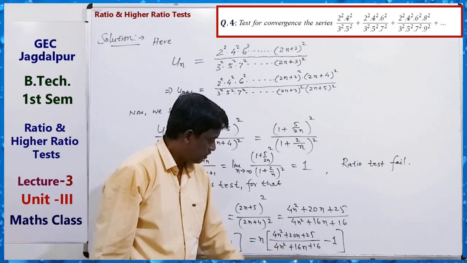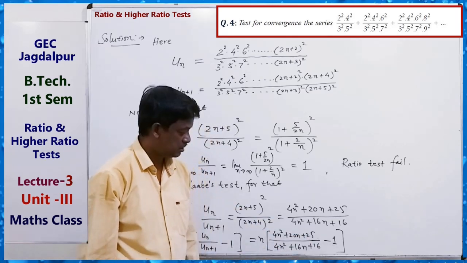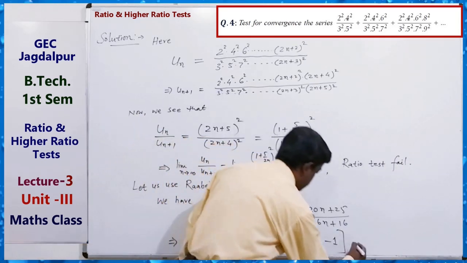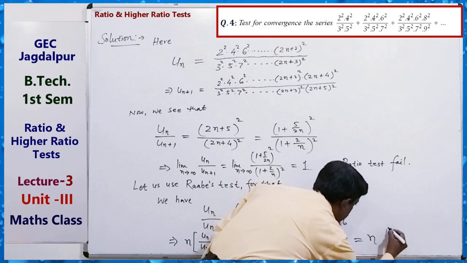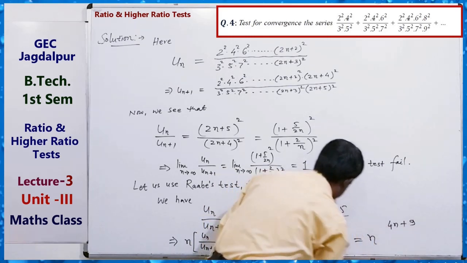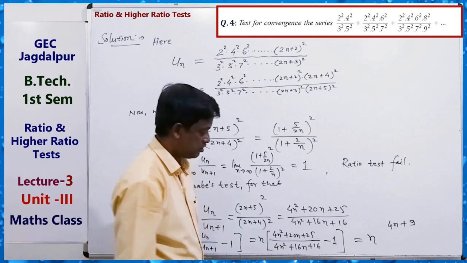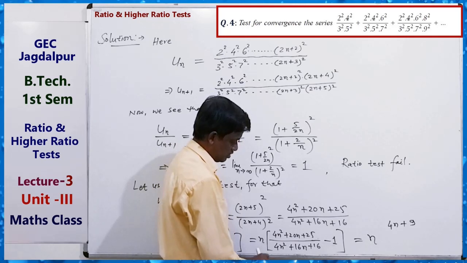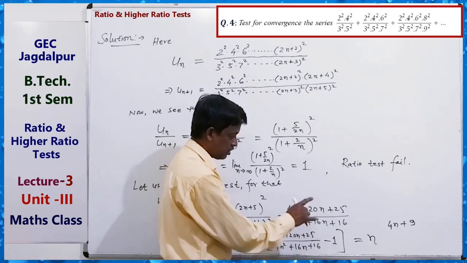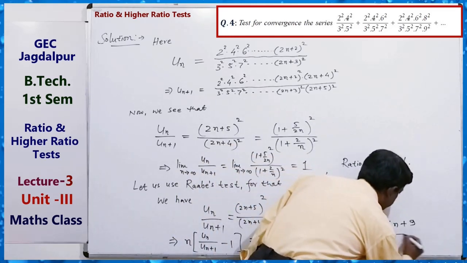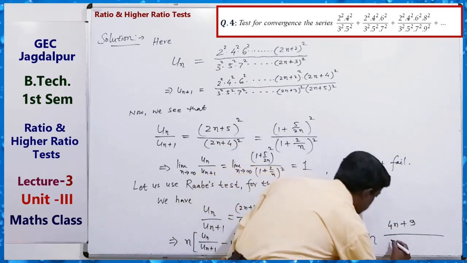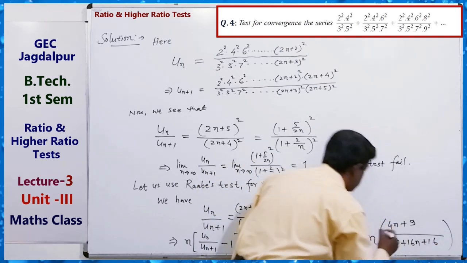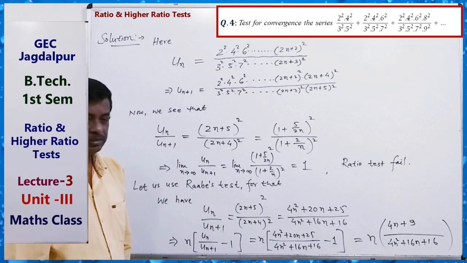So 4n plus 9. So 4n plus 9, because 25 minus 16, 20 minus 16, is 4. So 4n plus 9 upon this: 4n square plus 16n plus 16. Just we get like this. Clear?